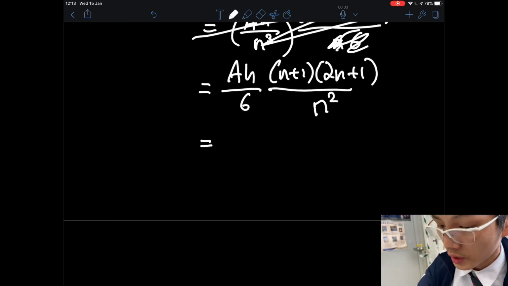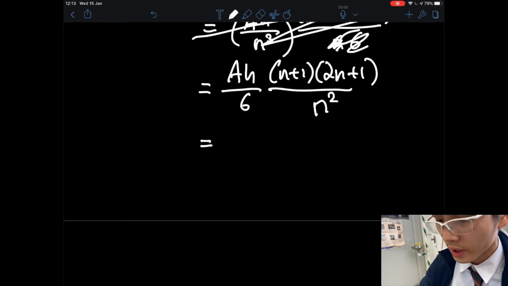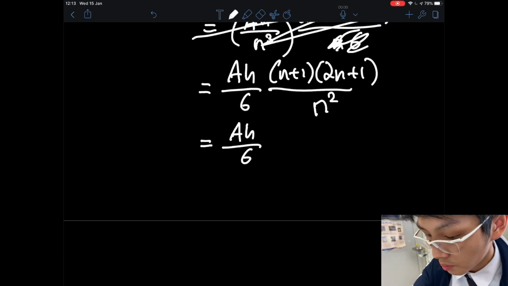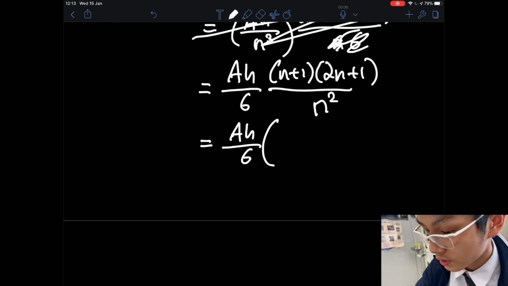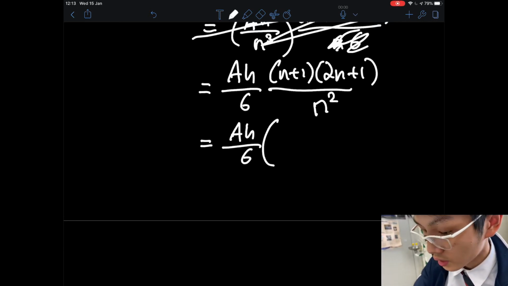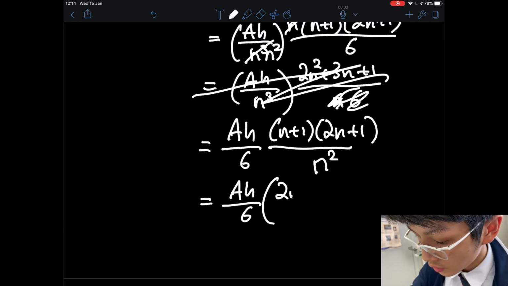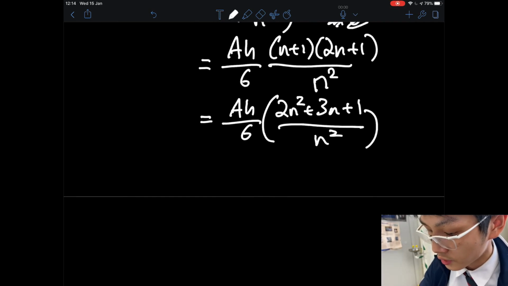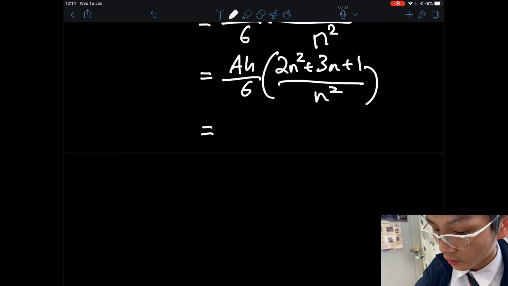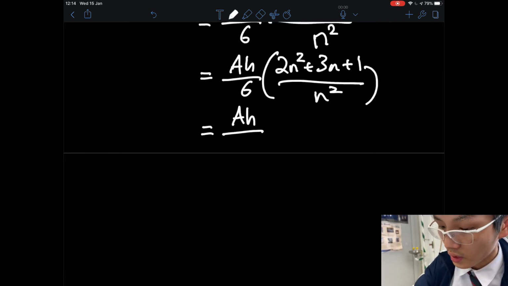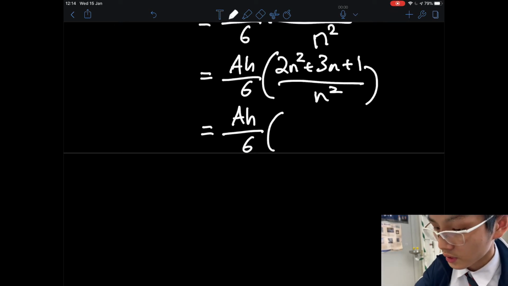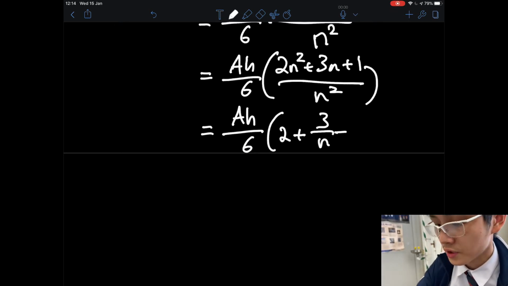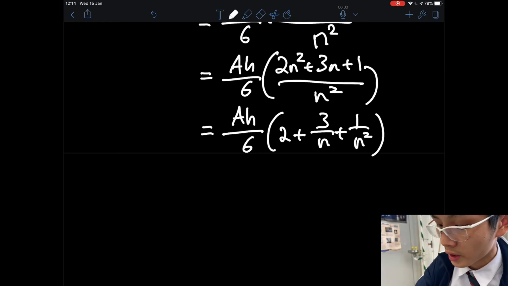Now if we take a look at the fraction on the right and simplify it, we get this expression, which is 2n squared plus 3n plus 1 over n squared. Simplifying that further will give us A h over 6, and this would be 2 plus 3 over n plus 1 over n squared.